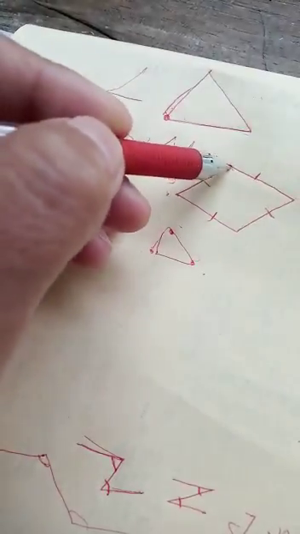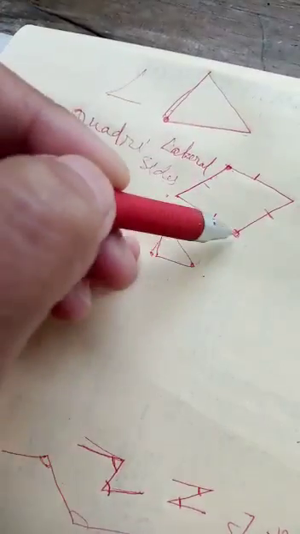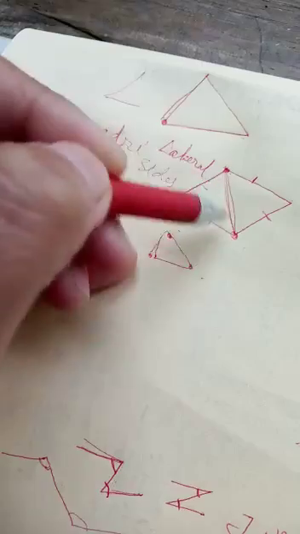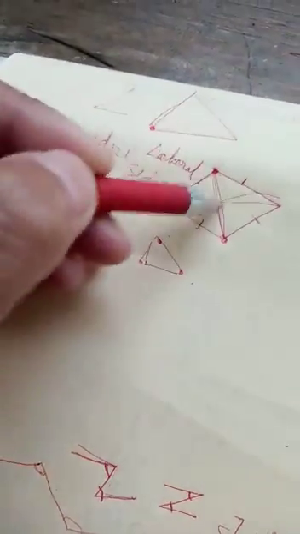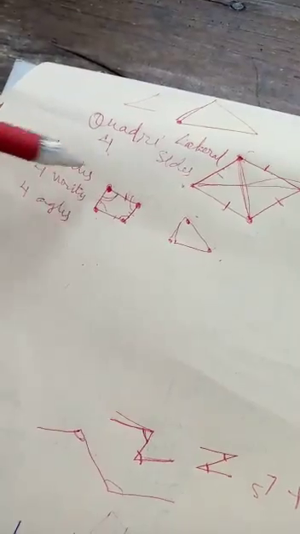Then if we join this one and this one, you see they are opposite to one another. Okay, so if I join these opposite vertices, we get a line in the middle which we call a diagonal. Then I may join it this way also. So we have two diagonals. Okay, so remember a quadrilateral has 2 diagonals, 4 sides, 4 vertices, and 4 angles.